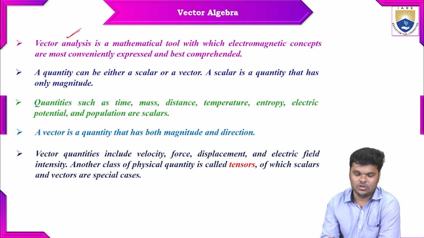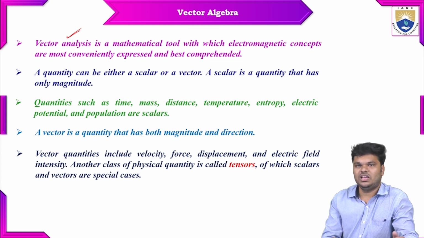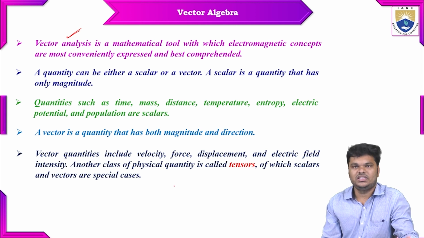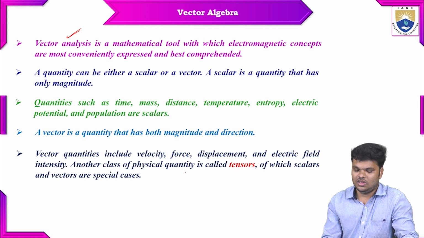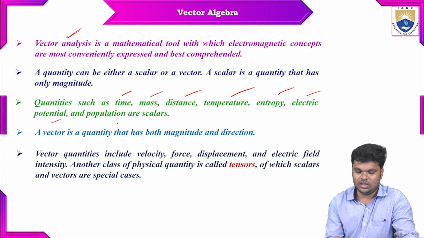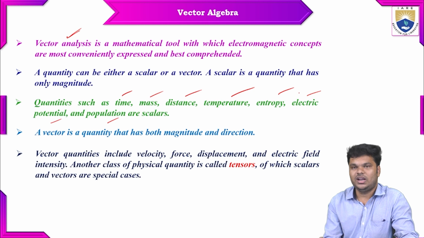One needs to understand vector analysis in order to understand the concepts in this course. If you take any physical quantity, it can be either a scalar or a vector. When can we say that a physical quantity is a scalar? If the physical quantity has only magnitude, then it is a scalar quantity. Examples of scalar quantities are time, mass, distance, temperature, entropy, electric potential, and population. Why are these called scalars? Because they are just numbers. They have just magnitude and don't have any direction.